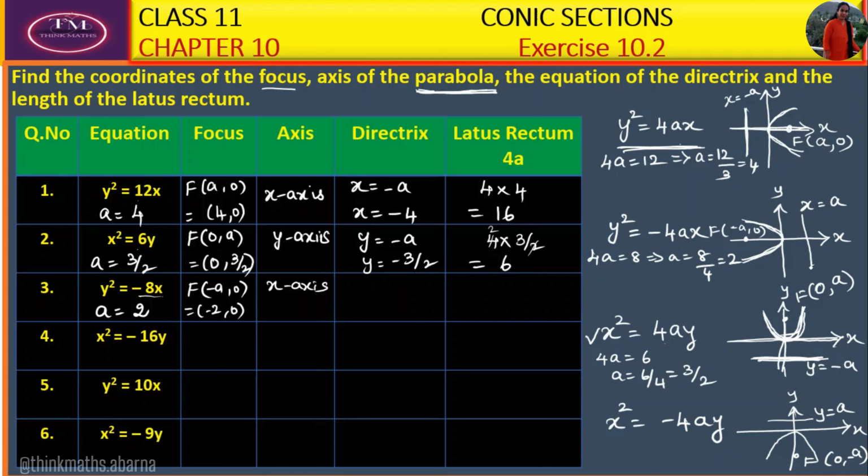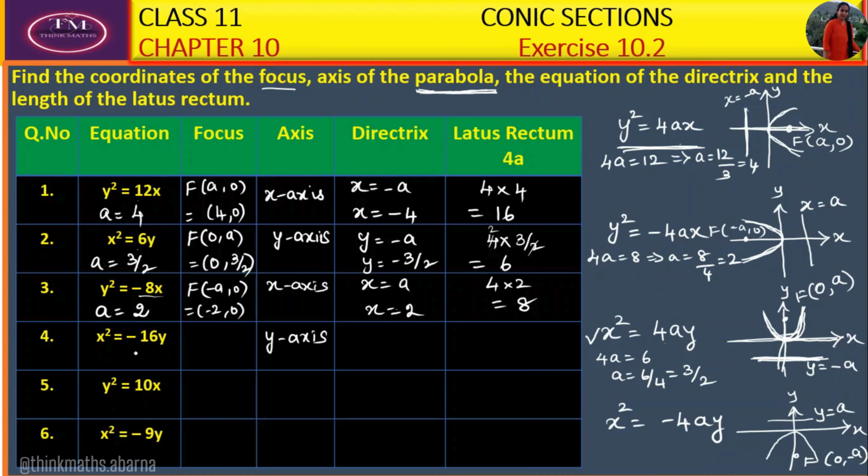So the directrix will be positive. x is equal to a. So x is equal to 2. Latus rectum is 4 into 2, which is 8. Understood? Next one, x square equal to minus 16y. So here it is y. If you check the right side, you have y, then the axis will be y axis.